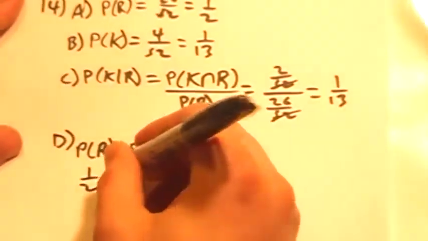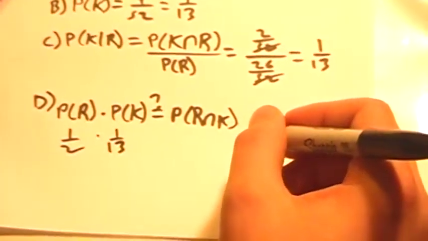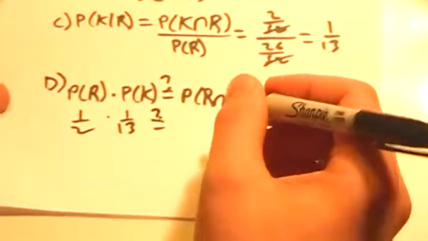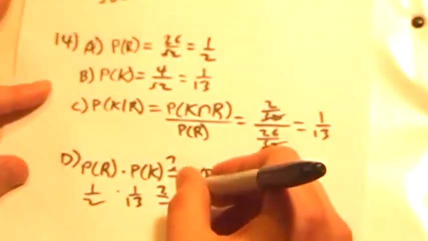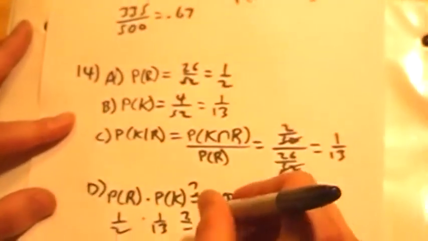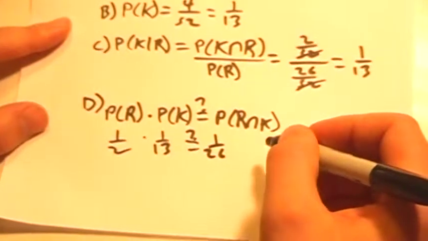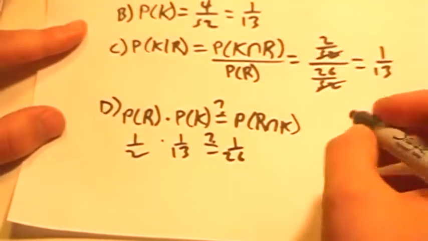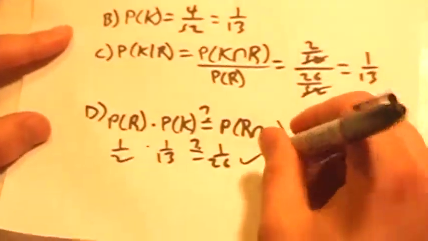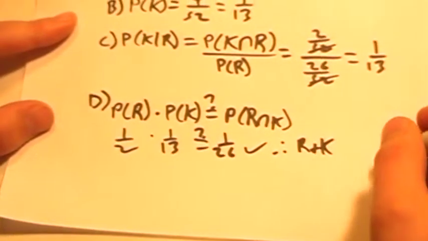So we have 1/2 and we have 1/13. We've already figured both of those out. And we need to figure out if it's equal to 2/52 or 1/26. So we plug those into the calculator, we work it out, and it's equal. So we know that R and K are independent.